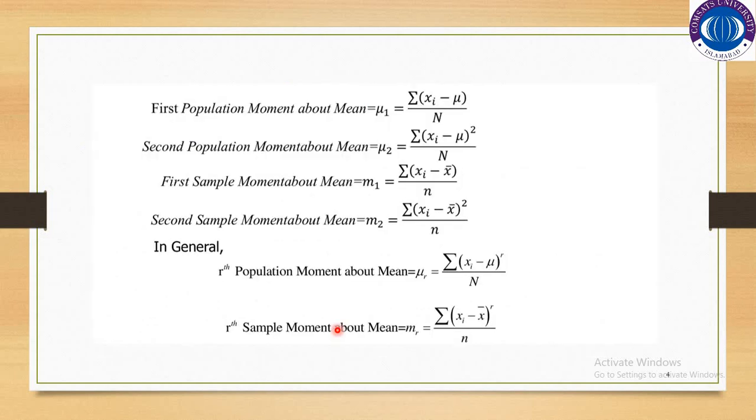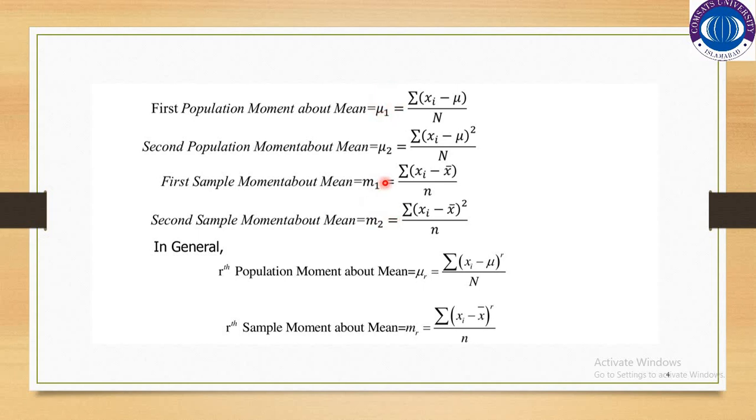It means that the first population moment about the mean, as we are taking deviation from the mean, so these are the mean moments, or you can say central moments: summation (x minus mu) over capital N. Second population moment about the mean, mu2, is equal to summation (x minus mu) whole square over capital N. The first sample moment about the mean is m1; as this is a statistic, we represent it with small m1, whereas for the first population moment we used mu1.